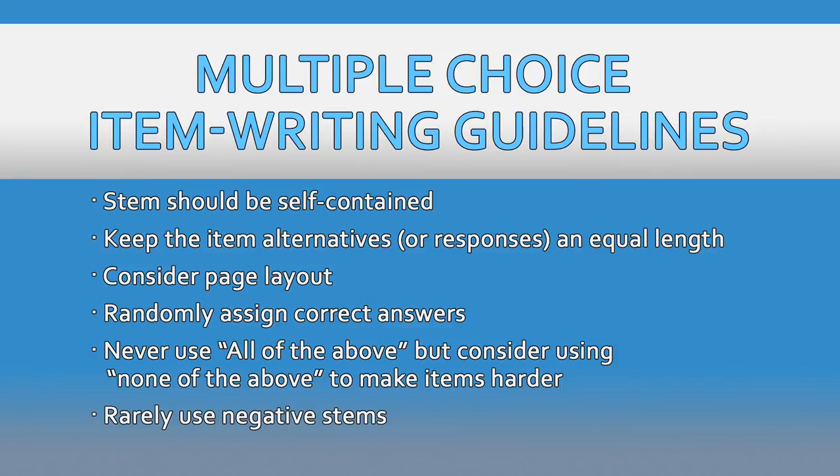Another guideline that might surprise you is never use all of the above, but consider using none of the above to make items harder. This is probably the most relevant guideline to many of you. All of the above works in a squirrely way. For example, students may see the very first thing, the A response, and select that one because they're in a hurry and not get to the all of the above. Likewise, students might see 2 of them, but not know the other 2, the third and the fourth, and select all of the above. So just generally avoid it. However, none of the above is actually a very effective tool for making items more difficult.